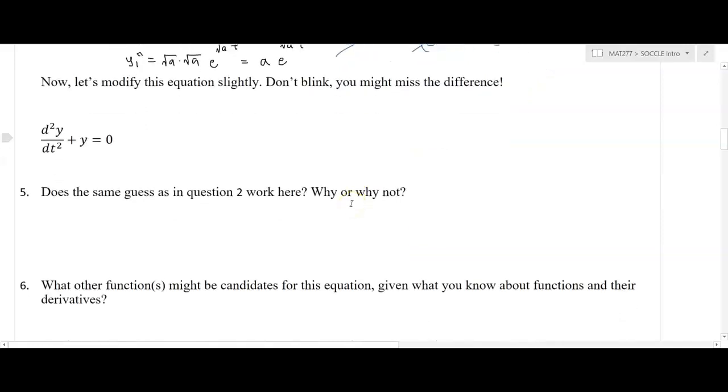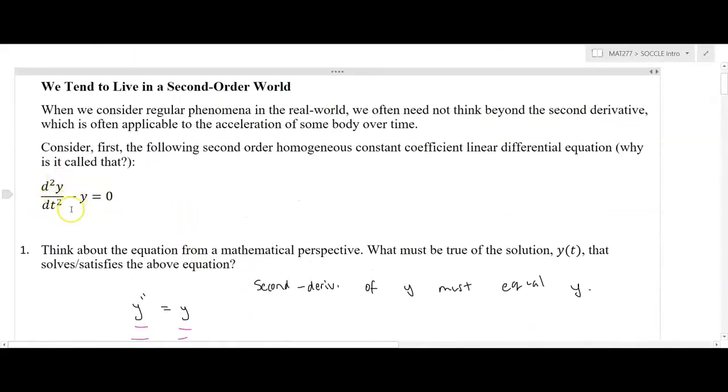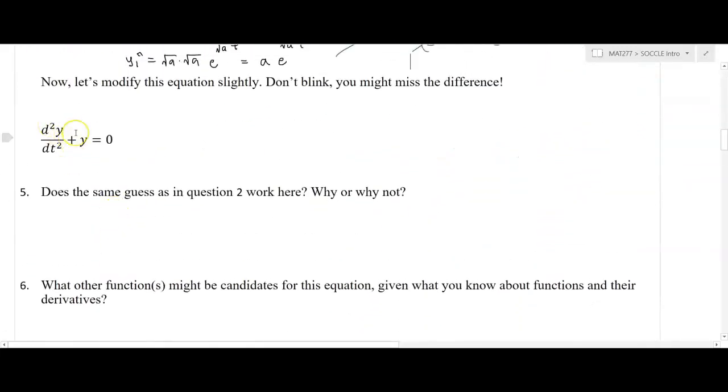Now let's modify this equation just a bit. Here we're saying that the second derivative plus y equals 0. Now wait a minute, what's the difference between this and what we had over here? Oh, there's a minus sign. Here there's a plus sign. Do the same guesses work as in question 2?